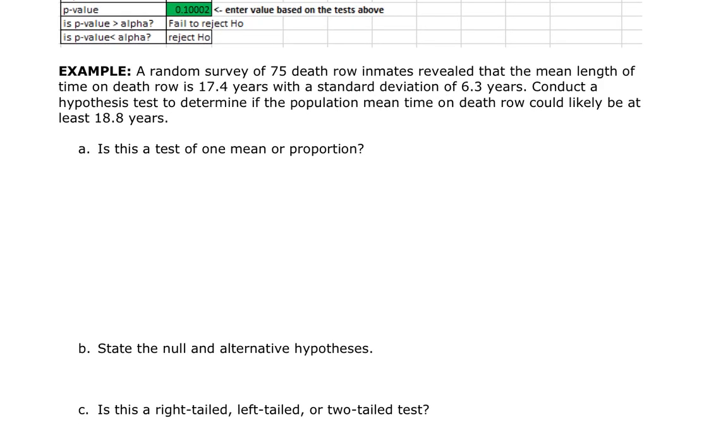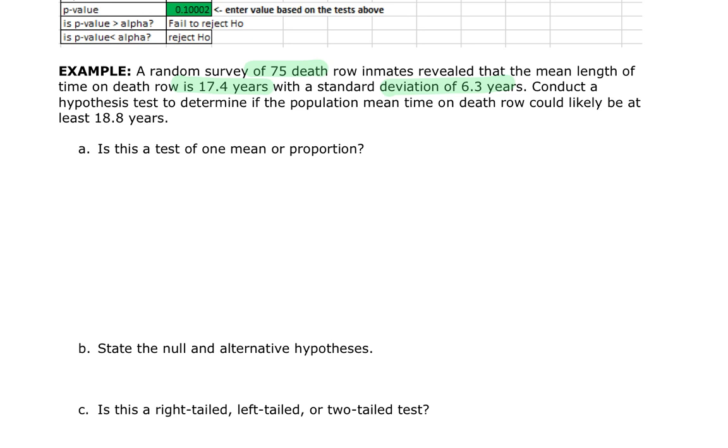Again, we're going to go through the entire thing. A random survey of 75 death row inmates reveals that the mean length of time on death row is 17.4 years with a standard deviation. Okay, this is giving me my sample mean length of time on death row and my sample standard deviation of that 75 death row inmates.